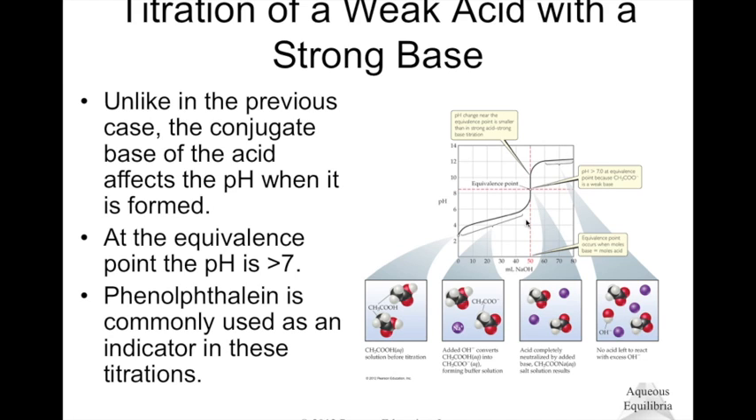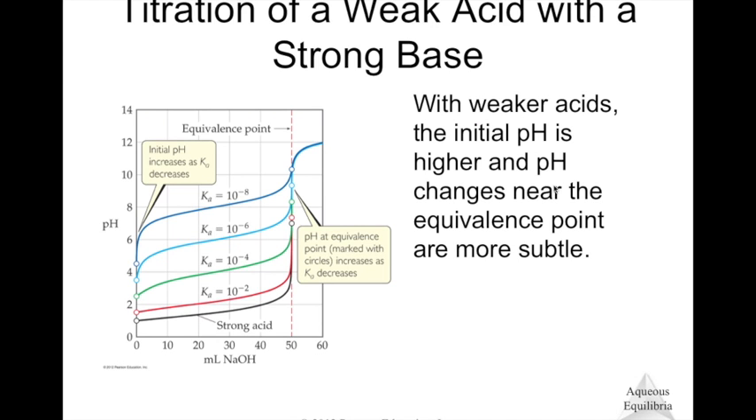So things to note is the shape of this curve. This is going to go up less gradually, a little bit steeper. And definitely, if you were asked to sketch a curve, it's very important that your equivalence point, the halfway point of this steep part where the curve is the steepest, is in the basic range. So for weak acids, like I said, the starting point is a little bit higher, and that equivalence point changes.